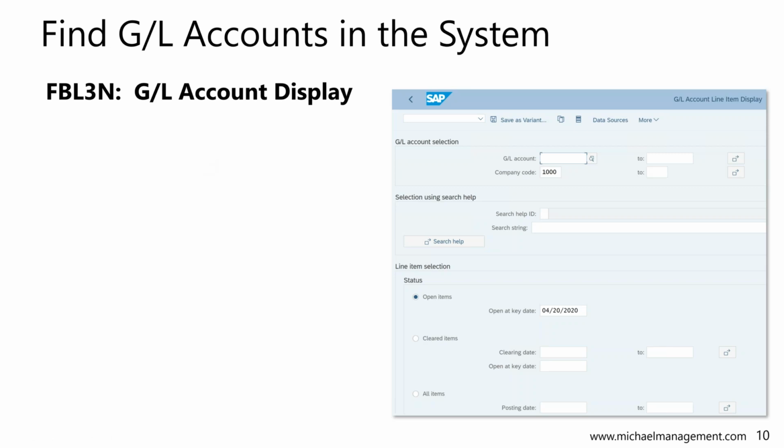If you are someone who's interested in learning some finance stuff within the system, the FB3LN transaction is a great introductory transaction. Again, it's a query and it's a GL account line item display transaction. And it's one that you can kind of run wide open. Like, you don't have to really know much about the system. You don't have to really know what you're looking for. You can really run this transaction wide open and just see what comes back and then play with the data that you get returned. Okay, so that's a good example of a finance transaction.